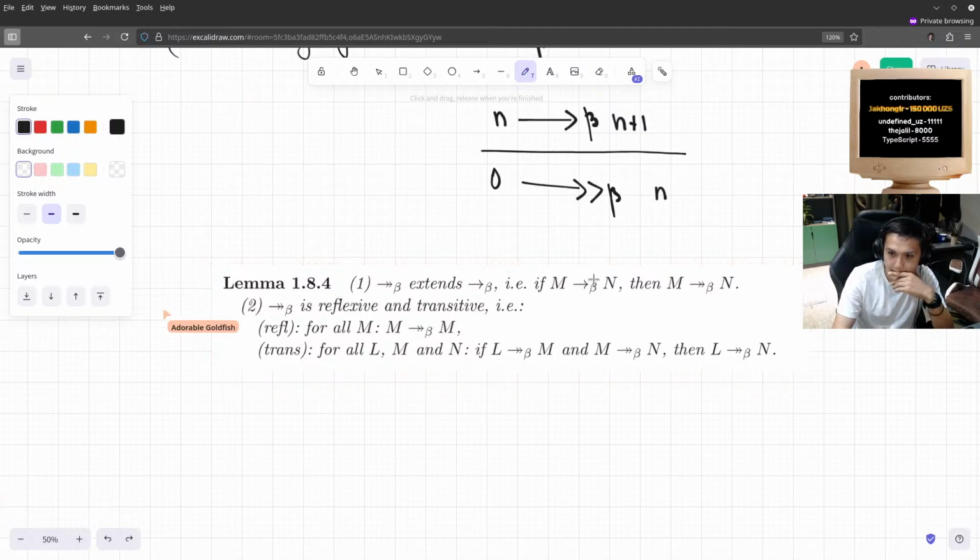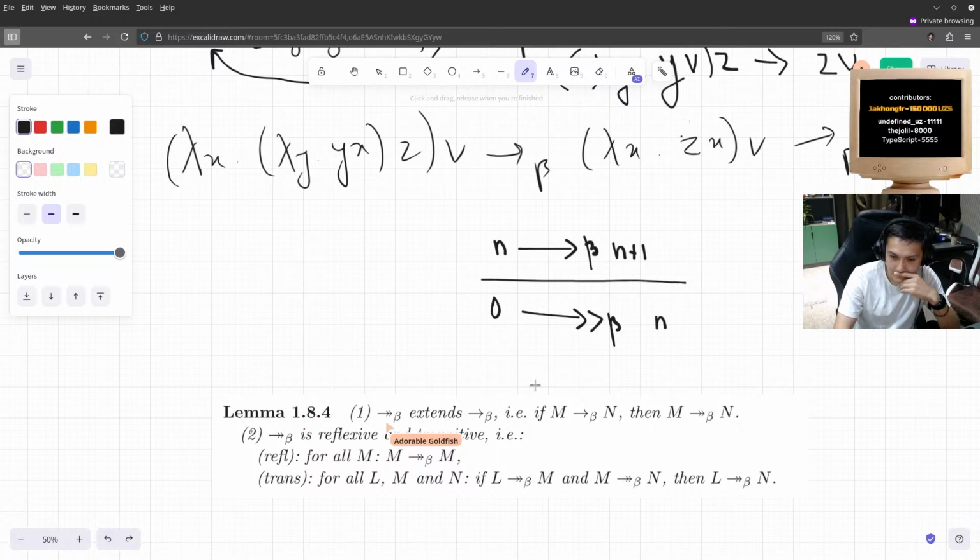this beta reduction relation extends the beta reduction band. That is, if M is beta reduced to N, then M must also have the beta reduction relation to N. Yeah, that makes sense. Right. So how can you do that? You just take N equals 1.